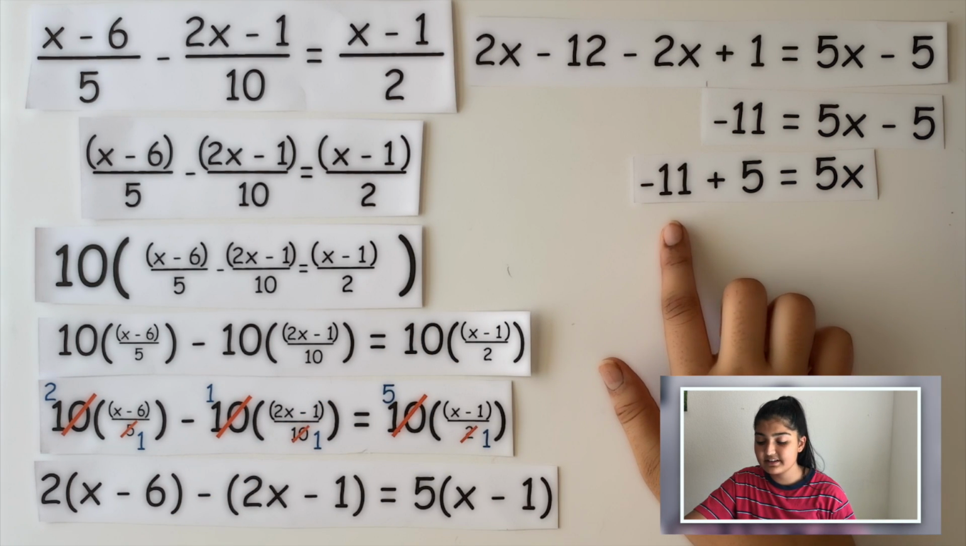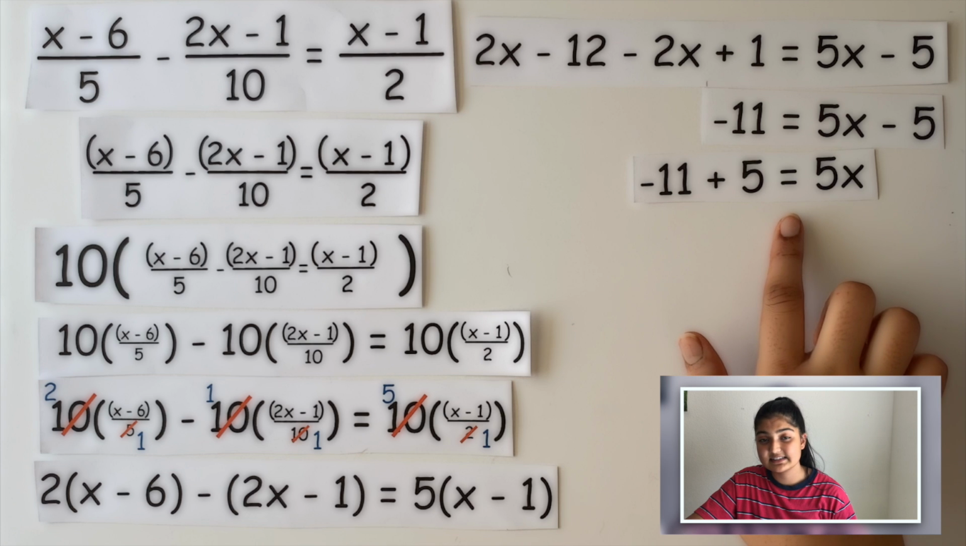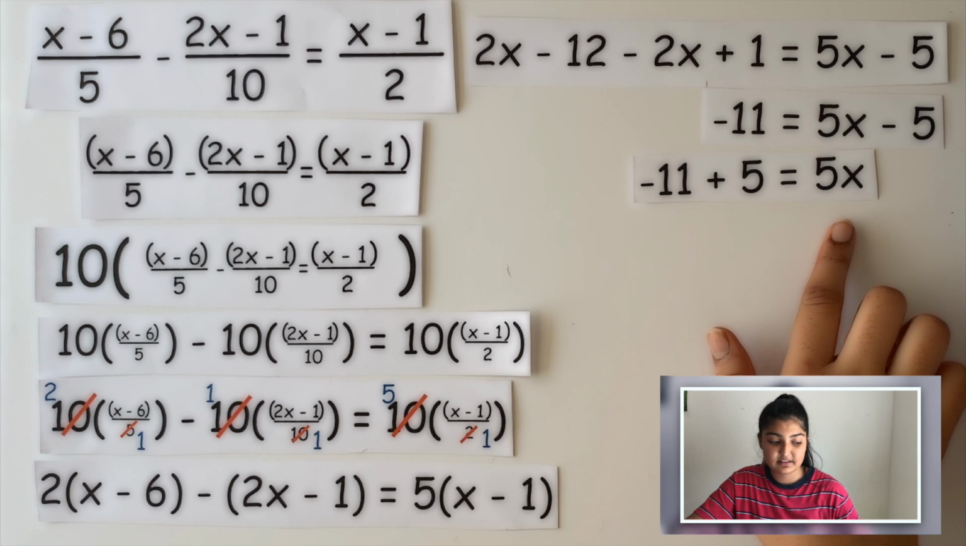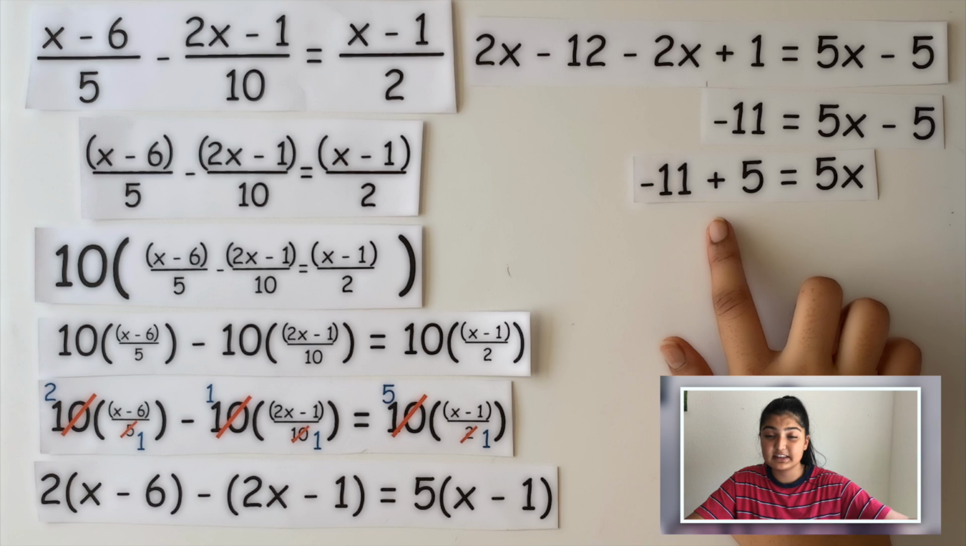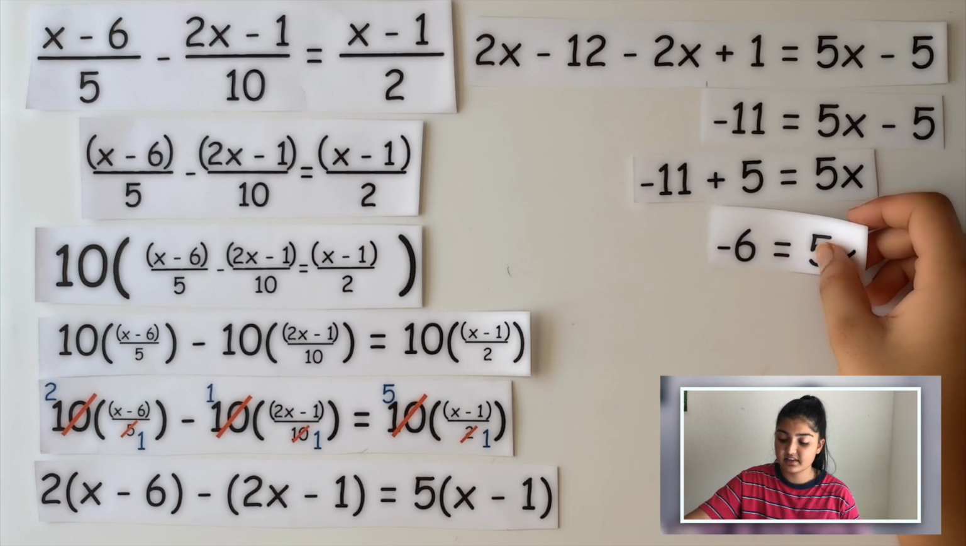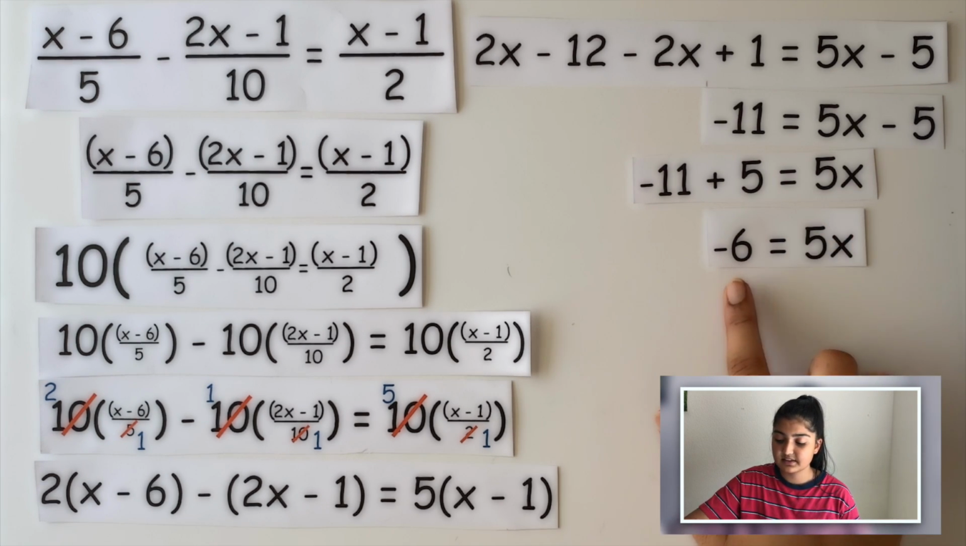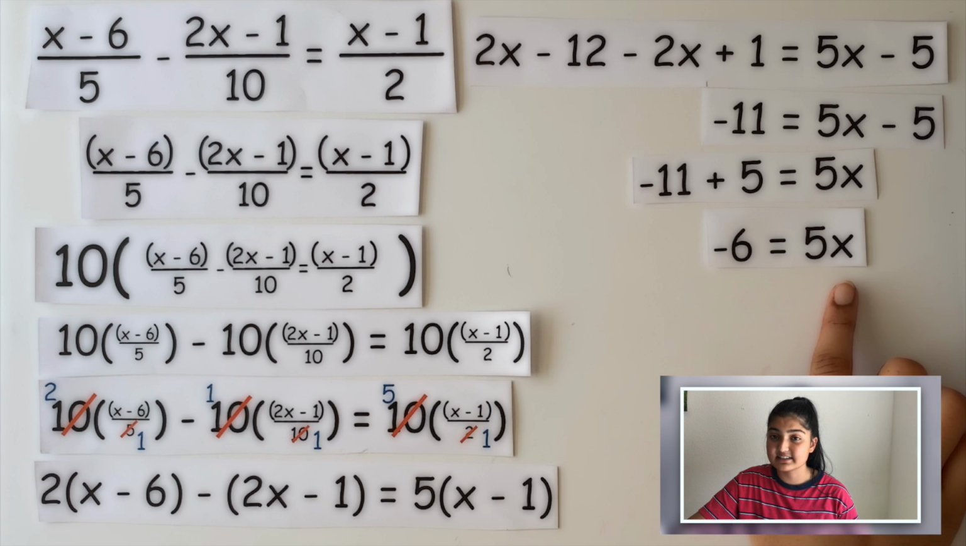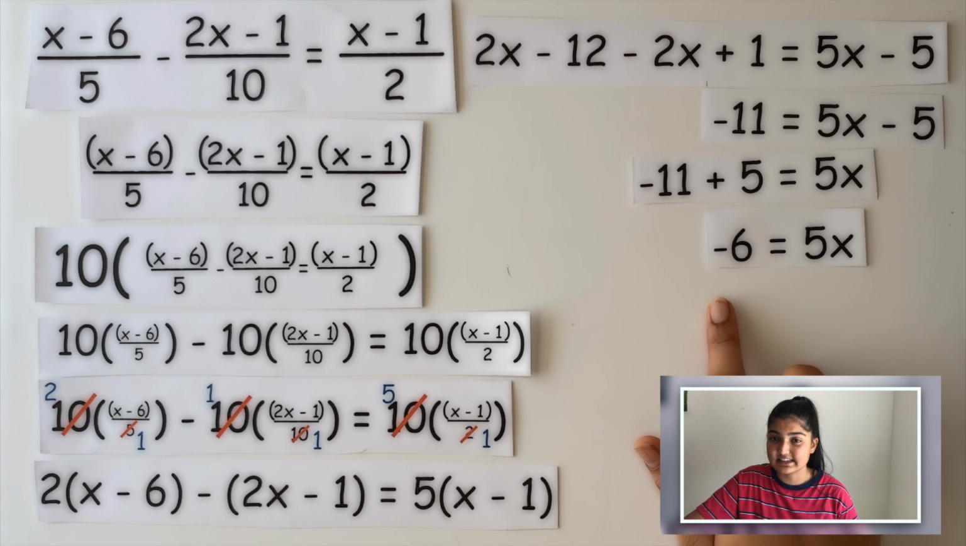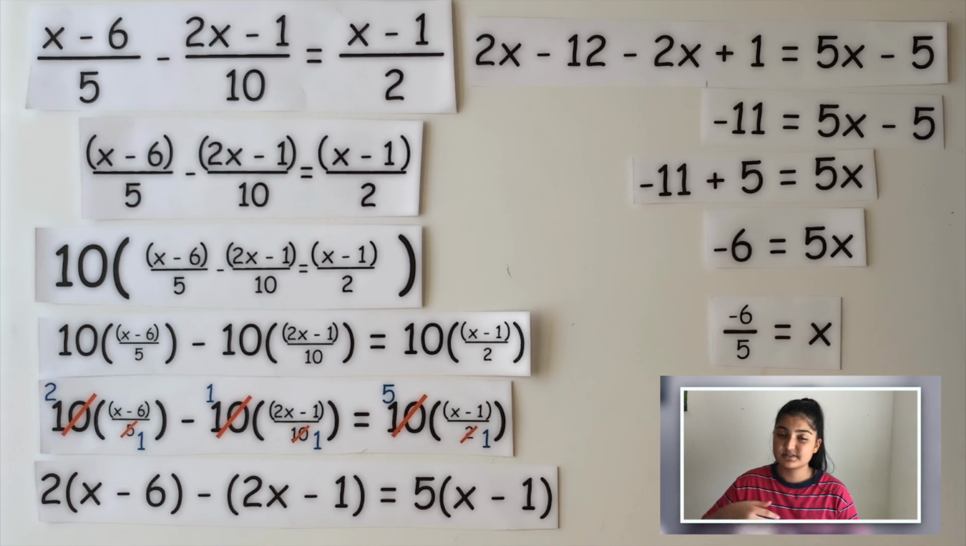So negative 11 plus 5 is equal to 5x. Negative 11 plus 5 is negative 6, which is equal to 5x. And finally, to get x alone and find the value of x, let's bring 5 to this side of the equation. So the solution is x is equal to negative 6 over 5.